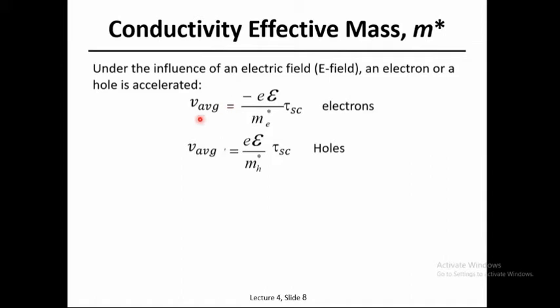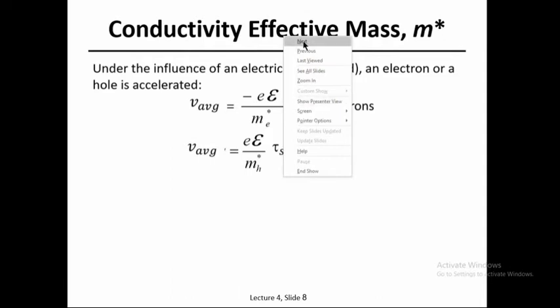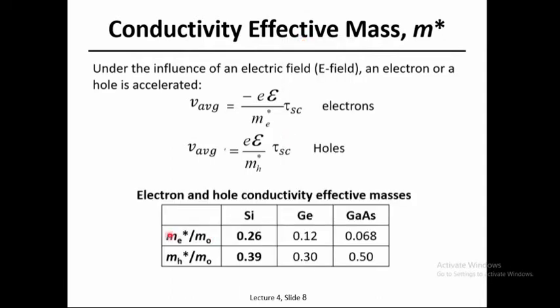Now I will redo the derivation of the current so you can see how we worked it out. Here we said the average velocity of the electron is equal to minus e times the electric field over the effective mass of the electron times the scatter time. For holes it will be positive: the charge times the electric field over the effective mass of holes times the scatter time of holes, also, because the scattering times may not be the same. Of course, the effective masses for every material are related to the free mass, which is equal to 9.1 times 10 to the minus 31 kilograms.